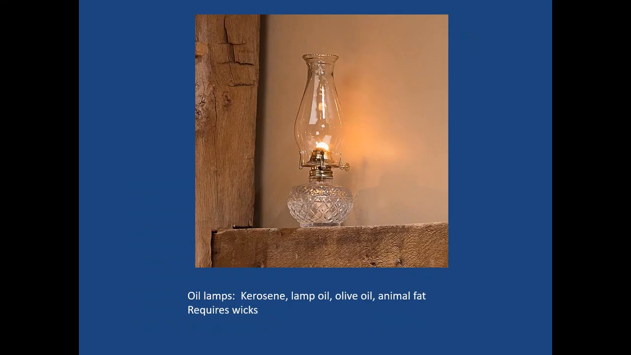Oil lamps. So again, kerosene can be used there. Lamp oil, olive oil, and even animal fat. It does require wicks, but you do kind of go down the gradient. Lamp oil will probably produce less soot than kerosene, but you're kind of moving down the scale, but you can burn lots of different things in a wick-based oil lamp.